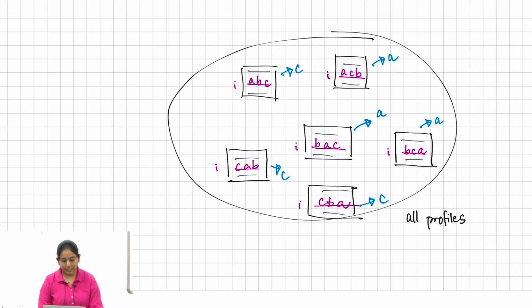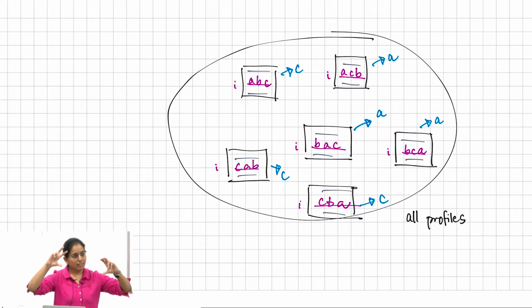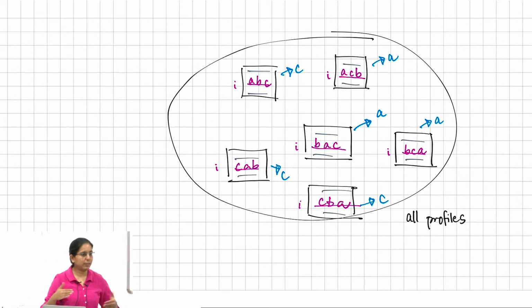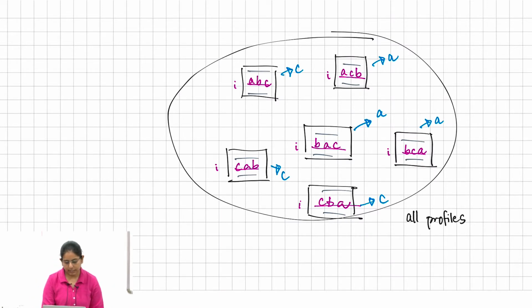Right, but this is not the entire set of profiles. This is just 6 of the profiles that I've gotten by fixing the remaining votes. If I change the remaining votes, I will get a whole bunch of other profiles. Remember, the set of all profiles is 6 raised to the number of voters n, right? So there are very many more.